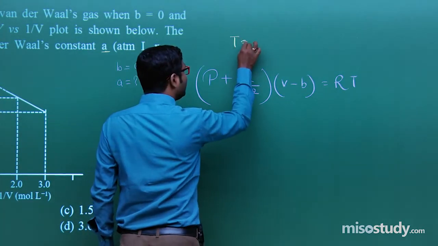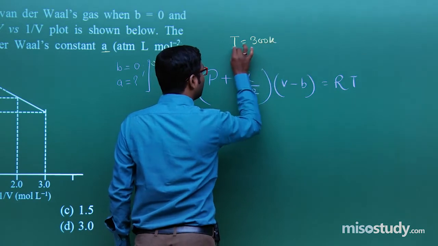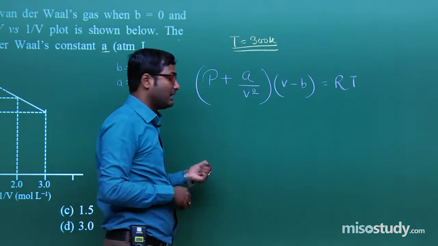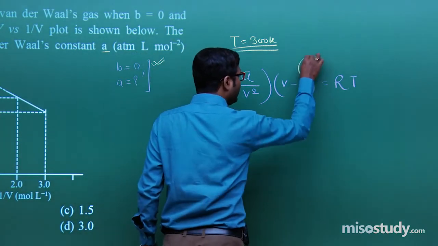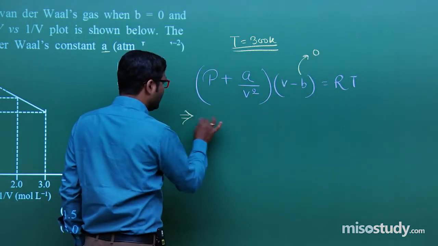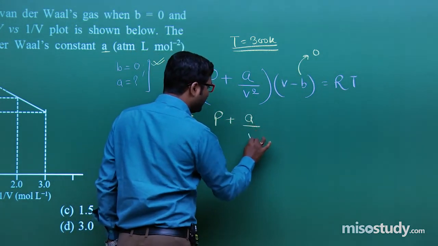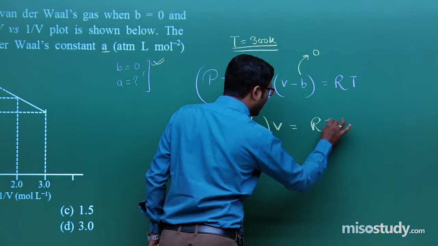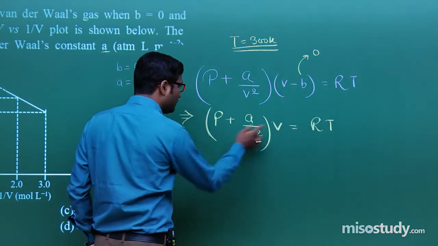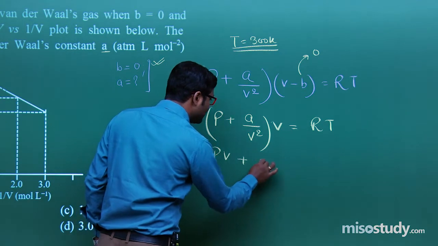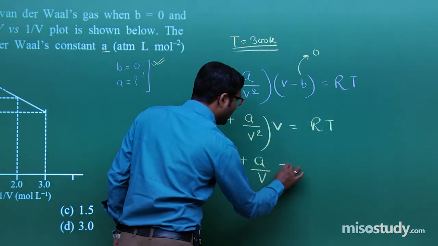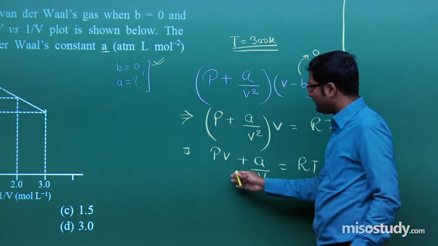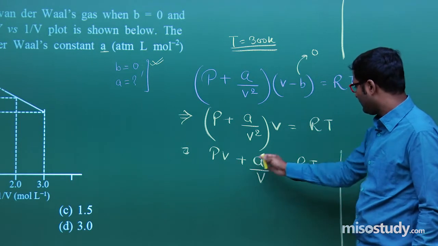Now what is given according to the question? T is 300 Kelvin. Am I right or wrong? Sir, you are absolutely right. And here the graph given is PV versus 1 by V. Now what will happen? Check it out. Put here B is equal to 0. So (P plus A upon V square) into V is equal to RT. Clear to you? Now multiply: PV plus A upon V is equal to RT. Clear friend?